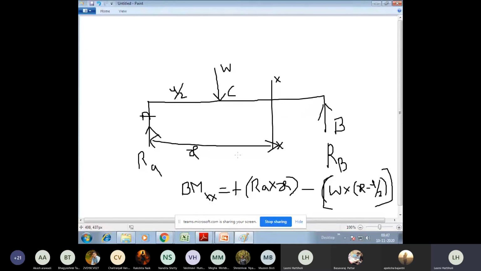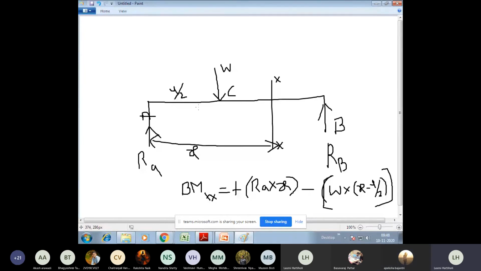Now for this equation, if I want to get the bending moment at C, can you tell me what value I should substitute for X? What is X at the C point? It is there in the diagram itself. Think and answer. Where does X start? It starts from A point and ends at XX.